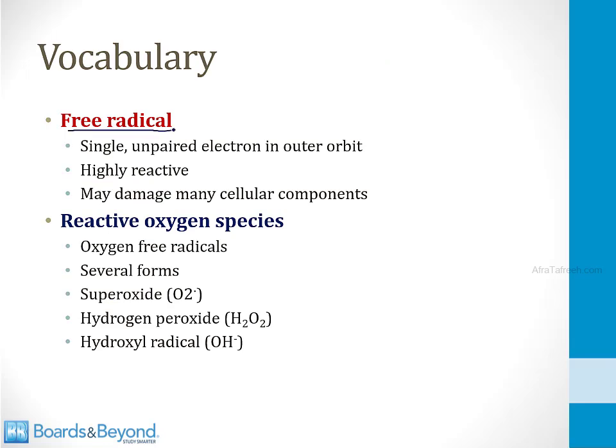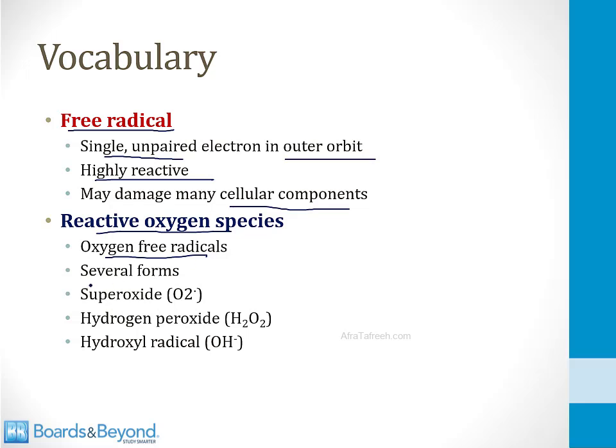A free radical is a molecule that has a single unpaired electron in the outer orbit. Free radicals are highly reactive. They often donate electrons to other substances. And in terms of cellular biology, they can damage many cellular components, including the cell membrane, proteins, and other structures. Reactive oxygen species are free radicals that contain oxygen. And as you know, our bodies use oxygen for energy, and therefore reactive oxygen species are the type of free radicals that are often involved in cell biology.